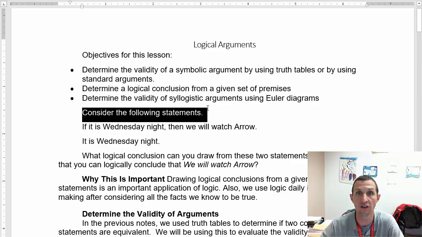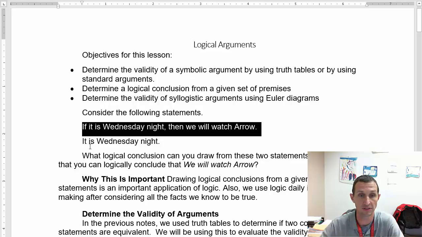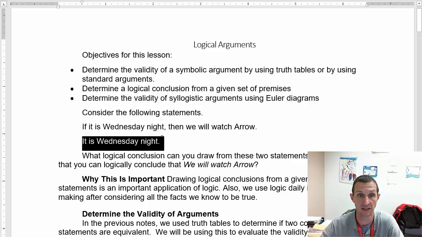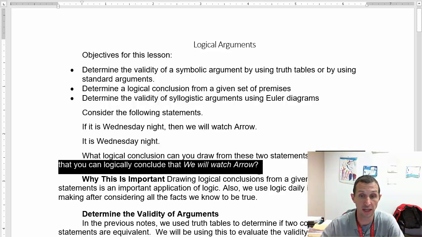So let's consider the following statements. If it is Wednesday night, and I actually happen to be recording this on a Wednesday, then we will watch Arrow. And so it is Wednesday night. What logical conclusion can you draw from these two statements? Hopefully you came up with we will watch Arrow.